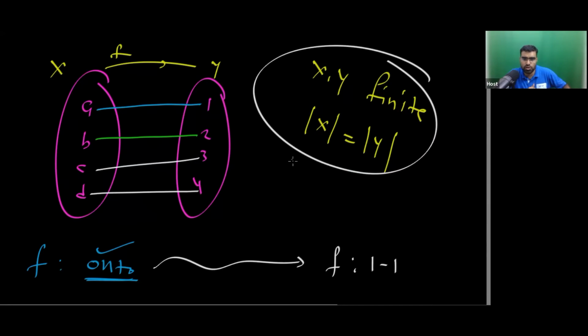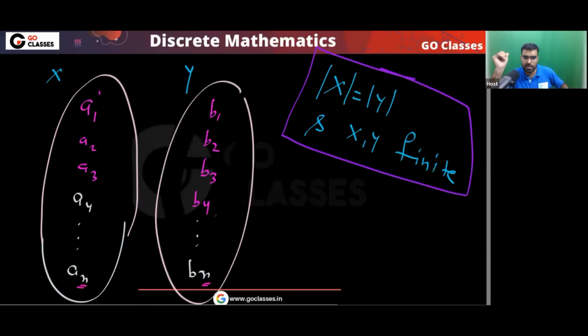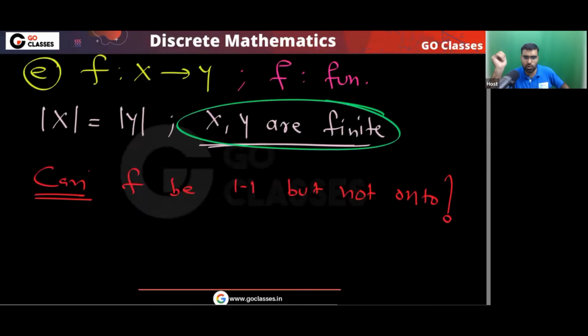Right? Yes or no? In this situation, if f is onto, then automatically f will be 1, 1. Understood? I hope you understood this. Please tell me. So this is the final conclusion I want to give.